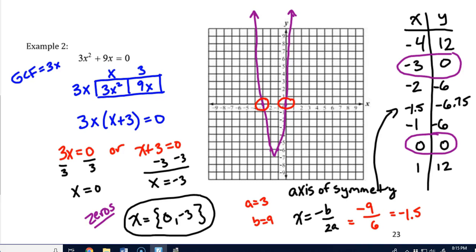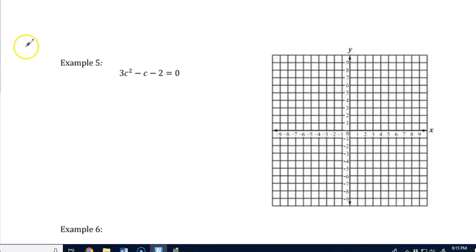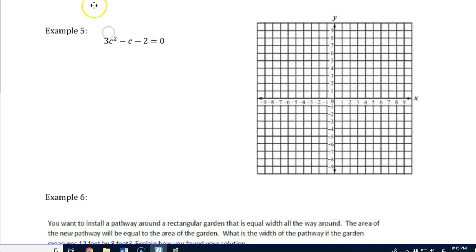All right, so let's advance a little bit. Let's have you go ahead and look at example 5. Skipping ahead, this is the one I'd like you to consider, example 5. So in example 5, we have a more challenging quadratic because the a value is not 1, but it still might be factorable. So let's try it out.